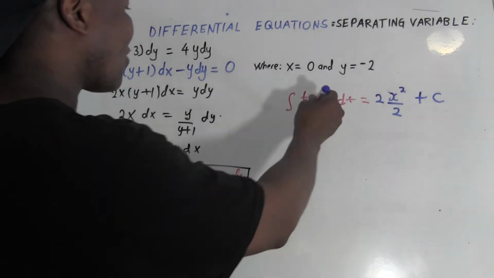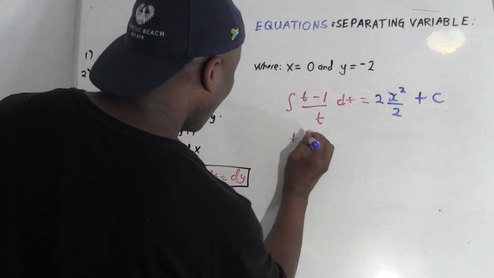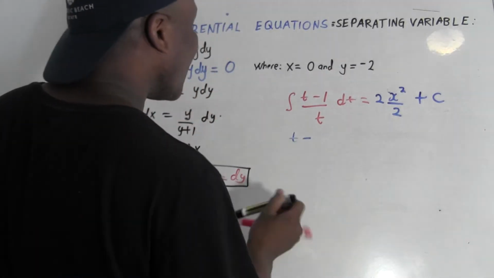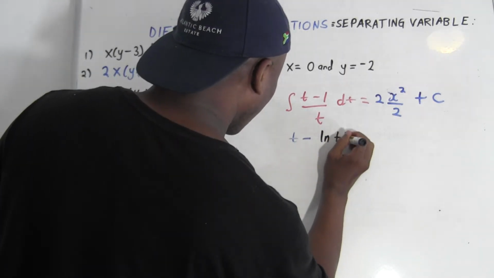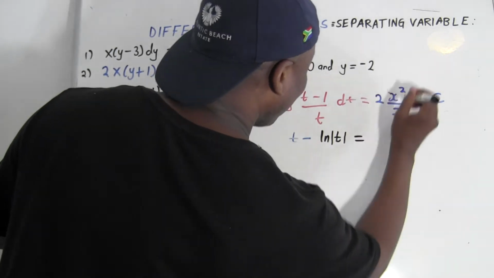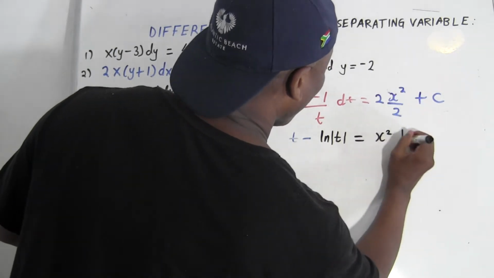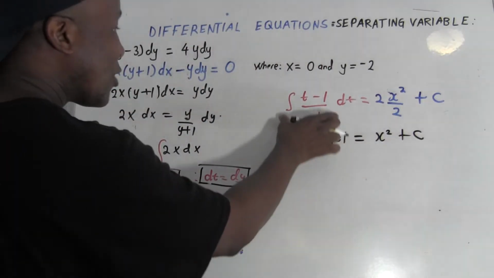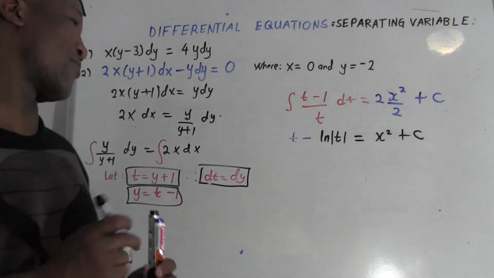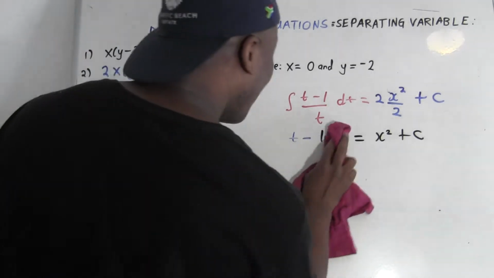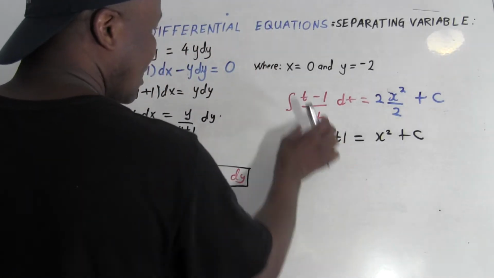So you can simply integrate straight away, and this is going to give you t minus ln of t, but whenever you have ln of t, put the absolute value, and that equals x squared plus c. Some people may ask, how did you get this? Let me explain slowly, step by step.